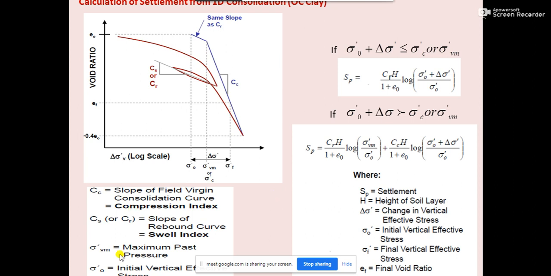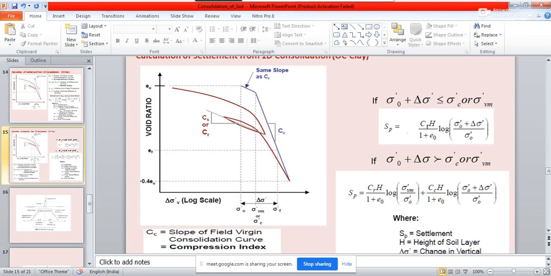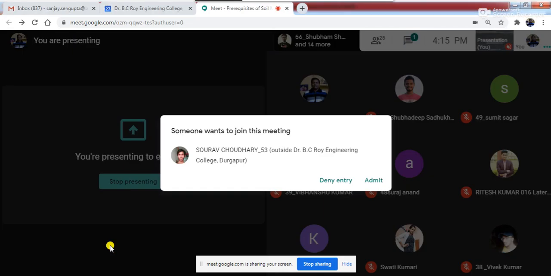But how do you calculate the value of the slope of the rebound curve, the swell index? So this rebound index or the swell index is also termed as Cs or Cr.